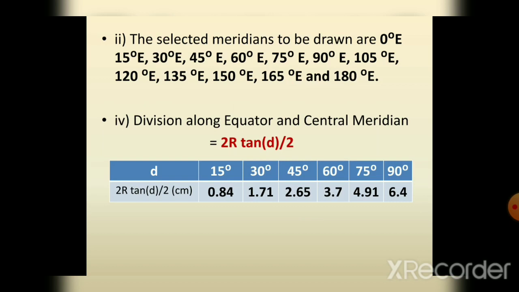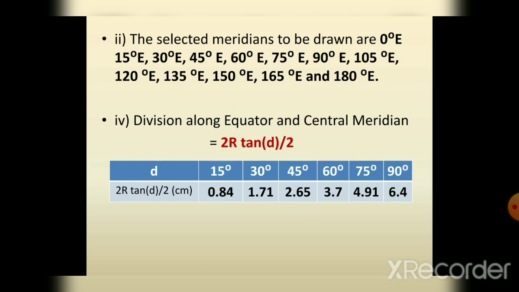Now you have to calculate the division along the equator and the central meridian for 2r tan d/2. Just put the value of d, means the interval value. D is nothing but the angular measurement from the center of the map projection. So it is 15 degree it reaches 0.84 centimeter, then for 30 degree, for 45, for 60, for 75, and for 90 degree.